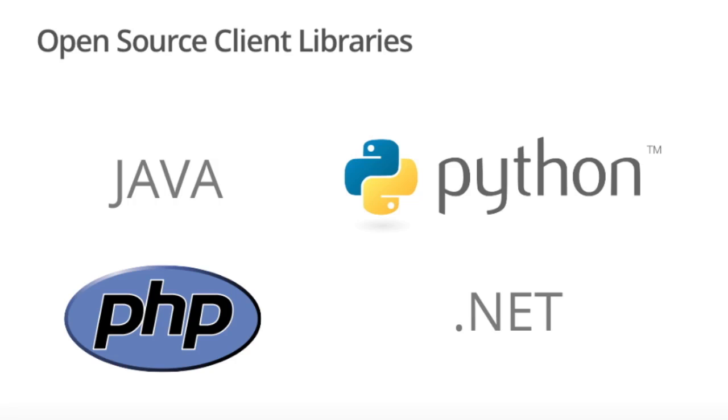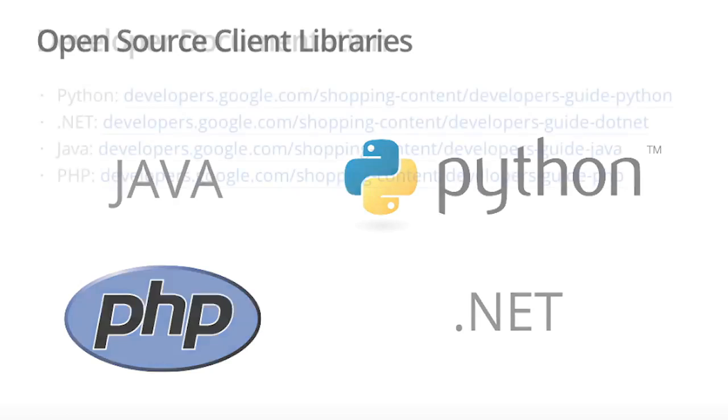Now that we have some context and understanding of how the APIs work, let's dig in and check out the client libraries. For the Content API for Shopping, we have client library support in 4 programming languages: Java, Python, PHP, and .NET. These libraries are all open source and maintained in large part by Google engineers, but also by other members of the open source community.